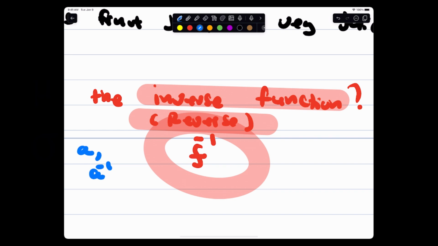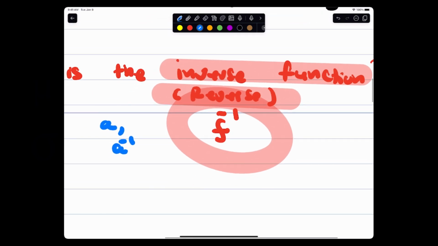This is an inverse. It's the same concept, and there are different kinds of inverses. You can have addition inverses, multiplication inverses. Have you ever heard that idea? This is a function inverse.